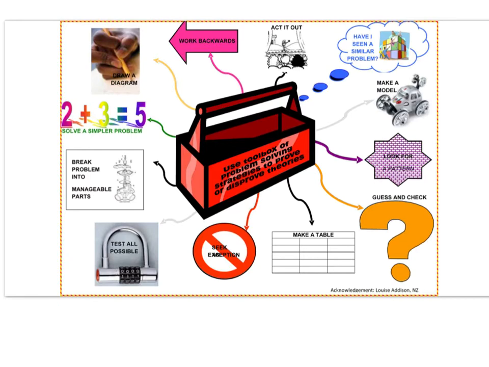But in this picture we have draw a diagram, work backwards, you can act it out. You might have seen a similar problem so you can relate to it. You might have to make a model. You might want to look for a pattern. You might want to guess and check. You might want to make a table. You might test all possible solutions, and you might want to break the problem into reasonable parts.